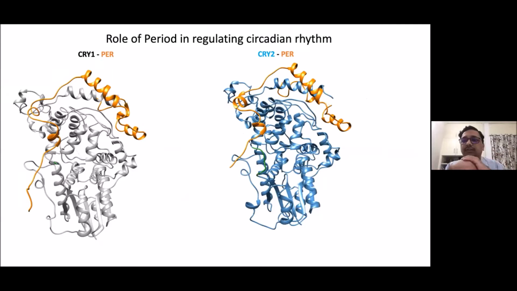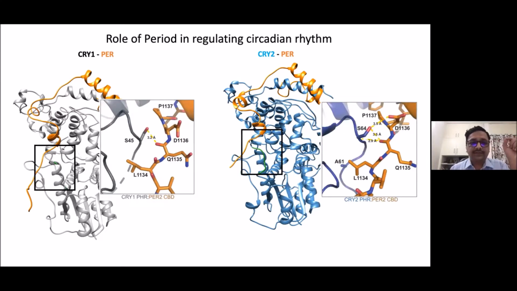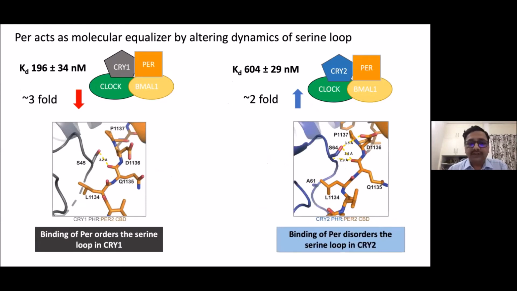Now, when we got this, they also solved the structure of this particular protein Cry1 with the period molecule, and for Cry2 and period the complex already existed. And when we started focusing on the interaction of this period with the pocket that we were focusing on, what we found was that the presence of PER was affecting the loop in a different way in these 2 molecules. In fact, binding of period was ordering a particular loop which was rich in serine in case of Cry1, whereas it was causing some kind of disorder in the loop which was getting ordered in case of Cry1.